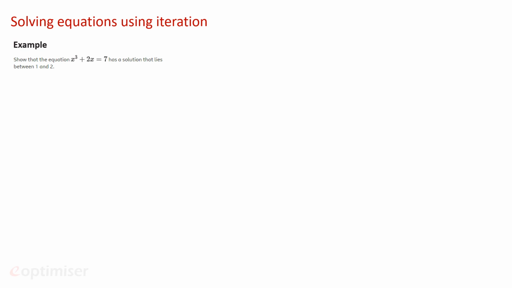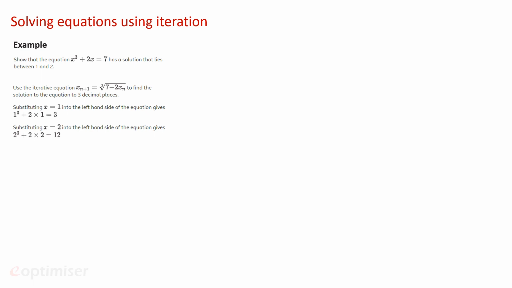So we will look at another example. Here the equation is x to the power 3 plus 2x is equal to 7. So we can rewrite this one as xn plus 1. We have to bring the x to one side, and that one is going to be n plus 1. The x on the right hand side is going to be n. So xn plus 1 is equal to the cube root of 7 minus 2xn.